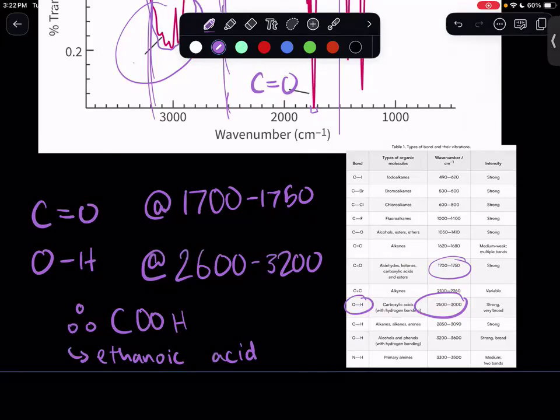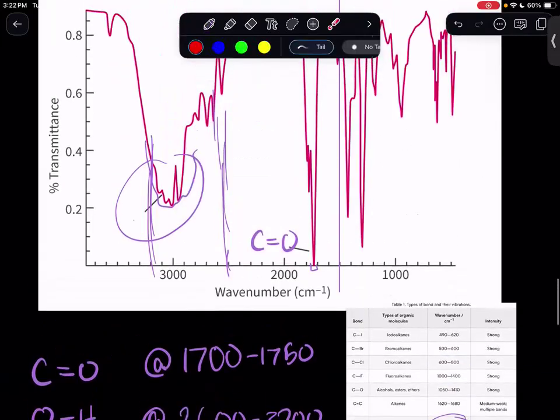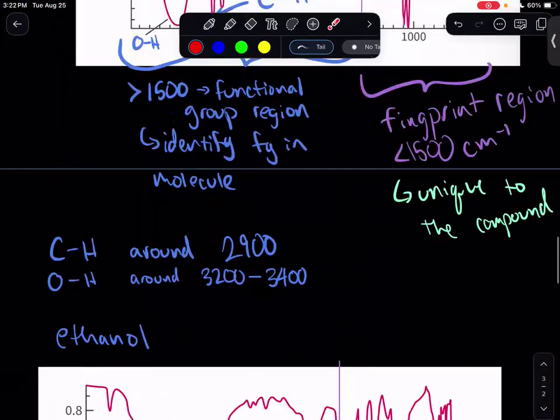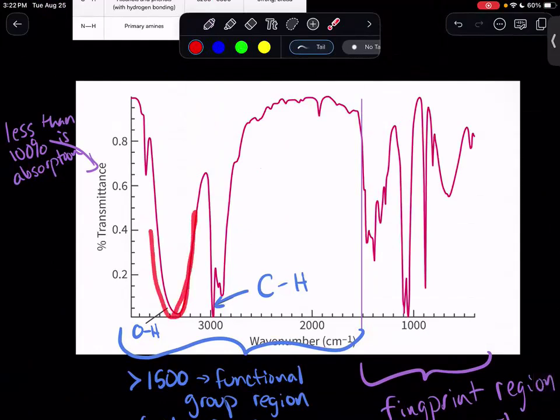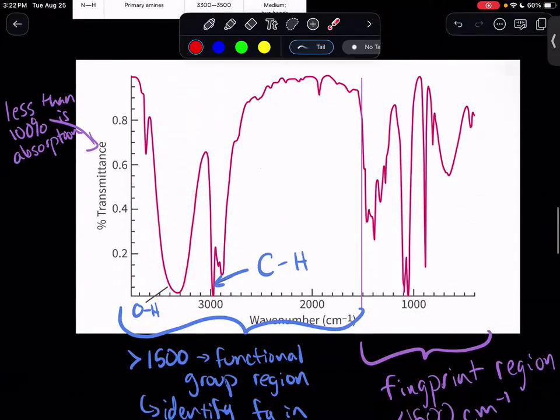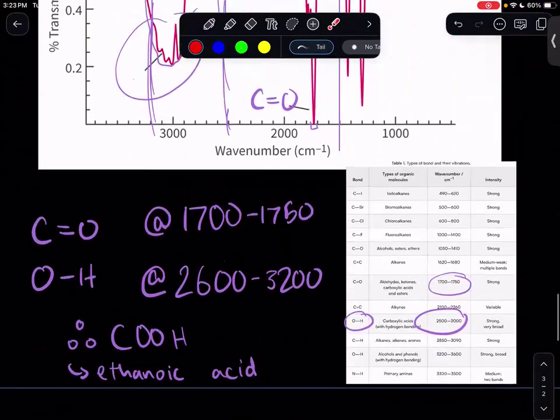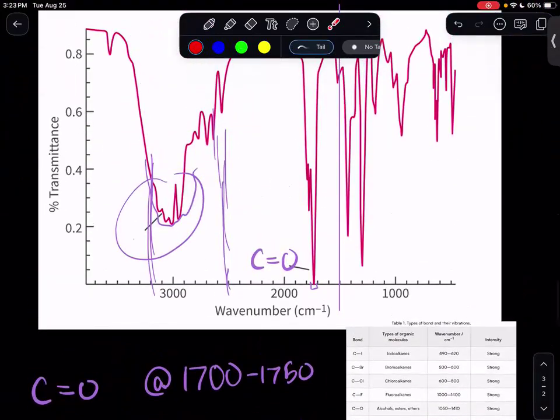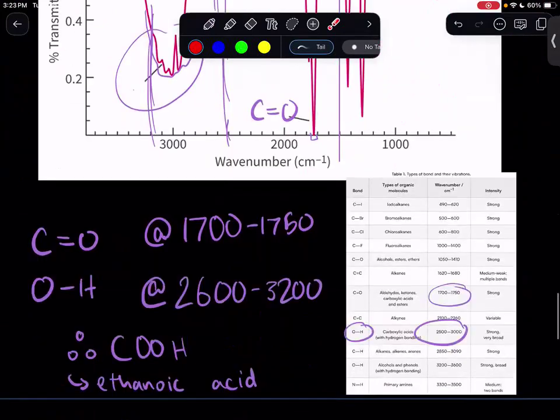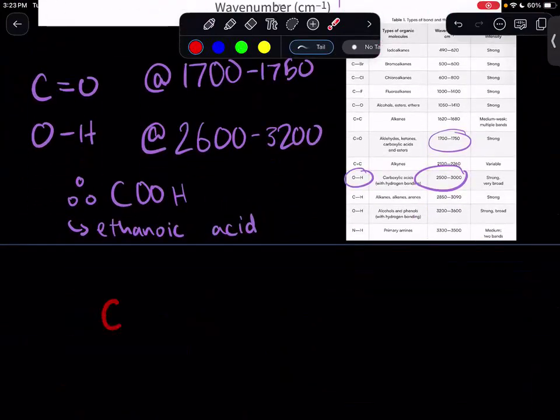Now, a question you might have is, why does this OH change so much? Because in our ethanol, it was this nice smooth curve, but in ethanoic acid, it is a very sharp, jagged curve. We get these horrible peaks that are not as low. They're letting more light through. It's only about 80% absorption. So what's going on here?